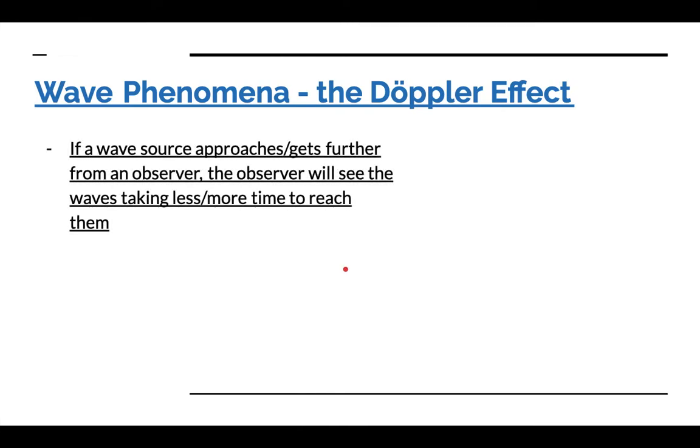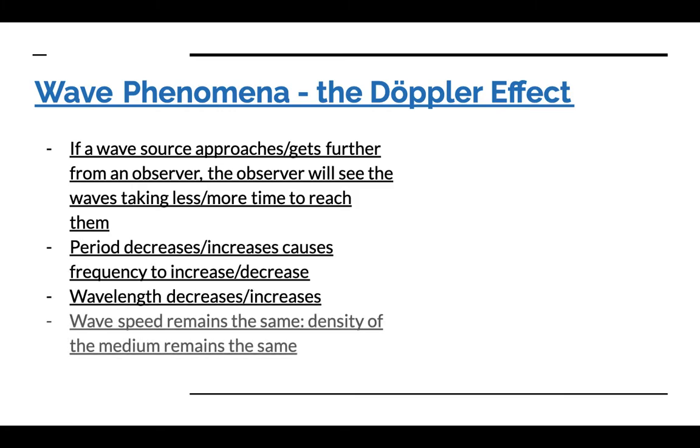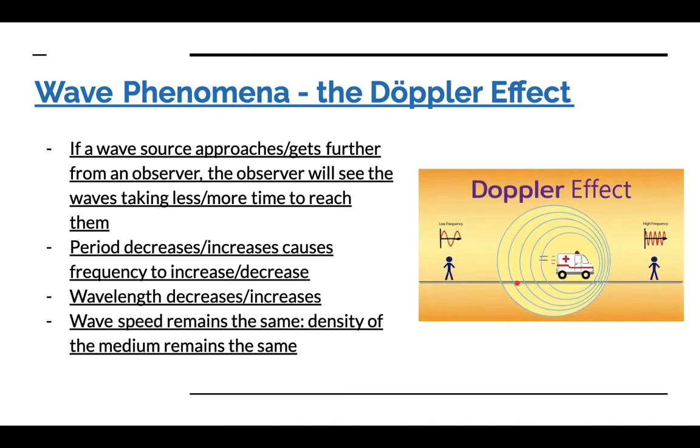All right, so what is happening? What causes this increase and sharp drop off in pitch? Okay, so first thing to note is that if a wave source approaches or gets further away from the observer, the observer is going to see the waves taking less or more time to reach them. Let me pull up the diagram here actually, since the diagram will explain things better.